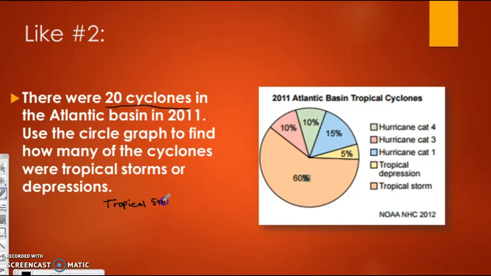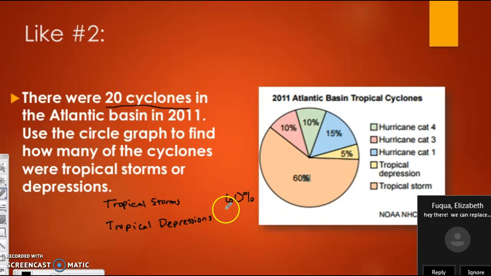From our circle graph, how many tropical storms were there? What's the percentage there? It looks like we're on a big delay. Let me see if I can fix that. There we go. All right, tropical storms is that peach color, so that's going to be 60%. 60% of the storms were tropical storms. Tropical depressions are the yellow one, and that's going to be 5%.